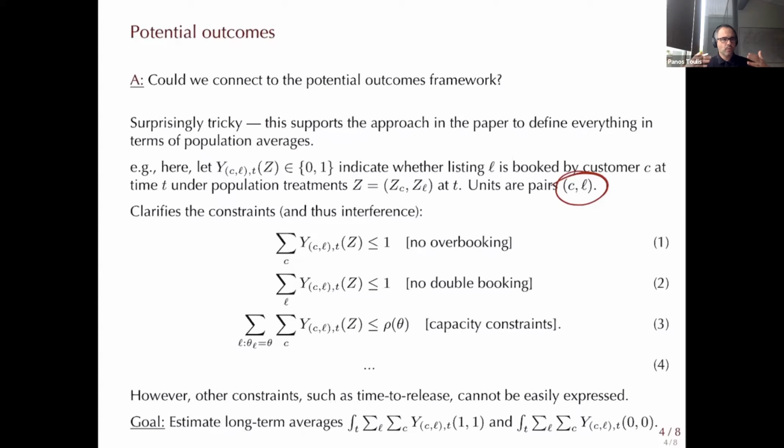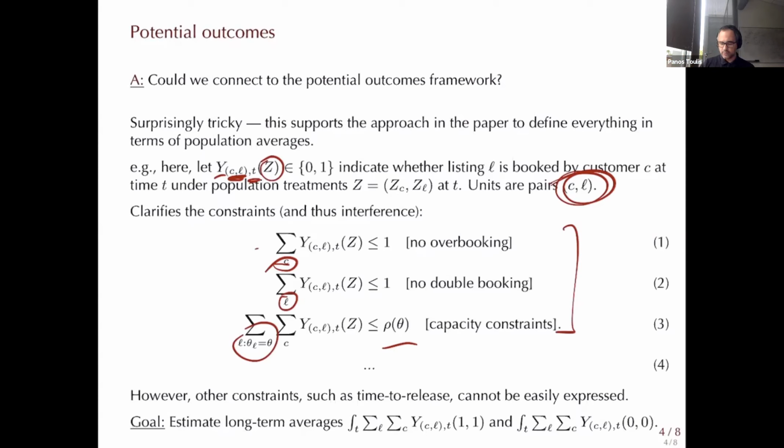This is how, I guess, the more potential outcomes people will think about this. And then the estimand is where we take these potential outcomes when everybody is treated, and then when everybody is in control, and then we compare between these two cases. Now, what are the benefits of this potential outcomes formalism? I think one is that you clearly see what are the constraints. You can clearly see where interference is coming from.